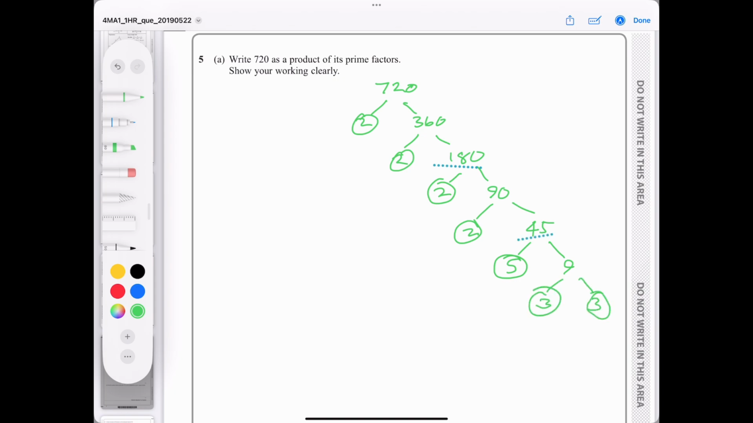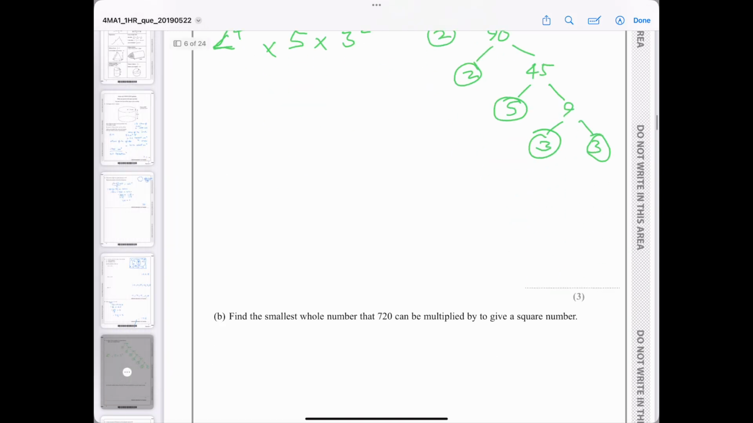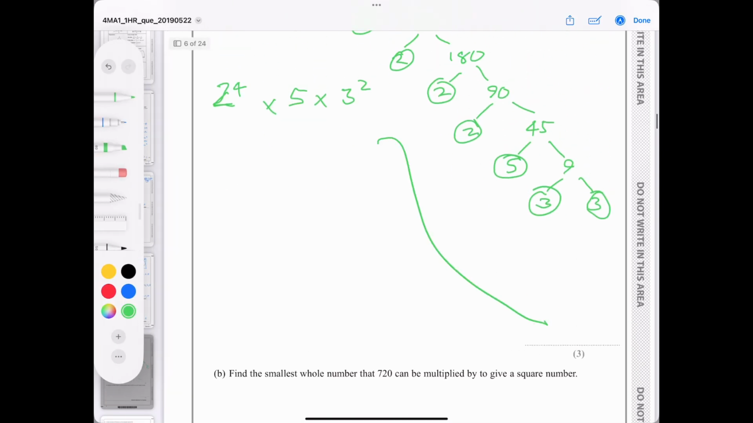So this is going to be 1, 2, 3, 4, 4. Yeah, let's try that again. So 2 to the power 4 times 5 times 3 to the power 2. And that's the answer. Oh, that can go there.